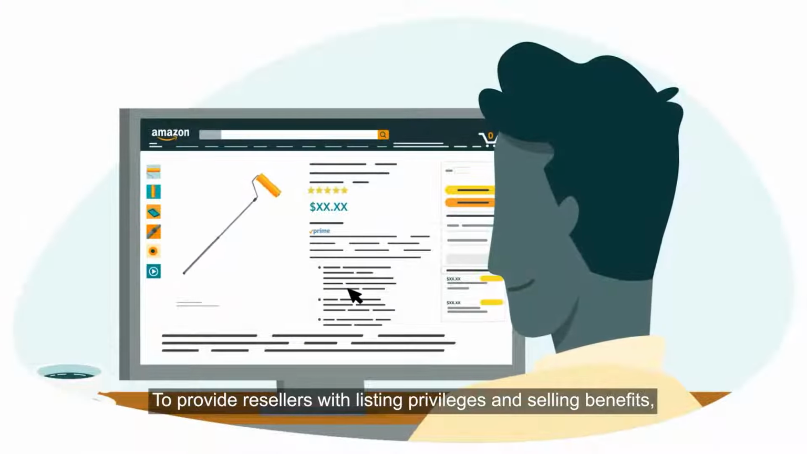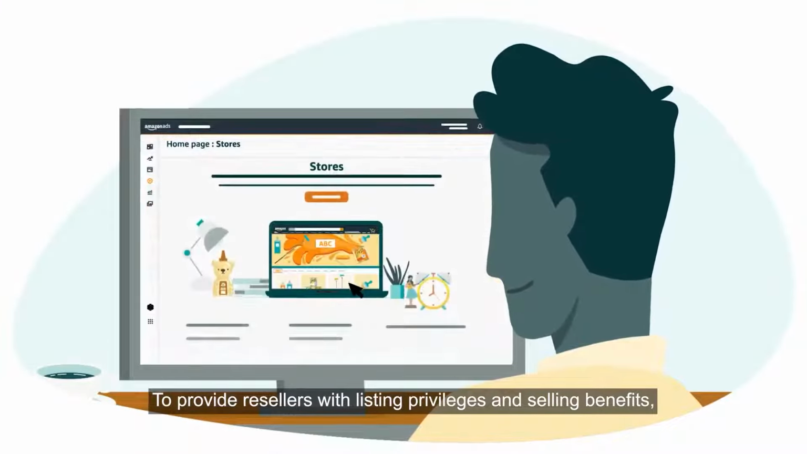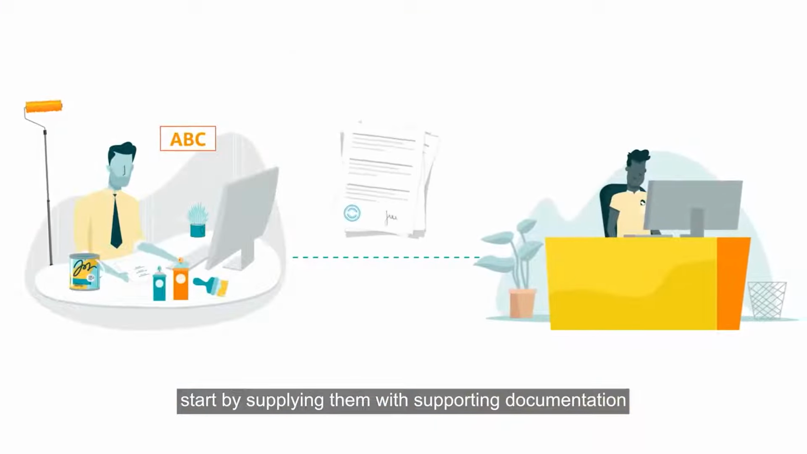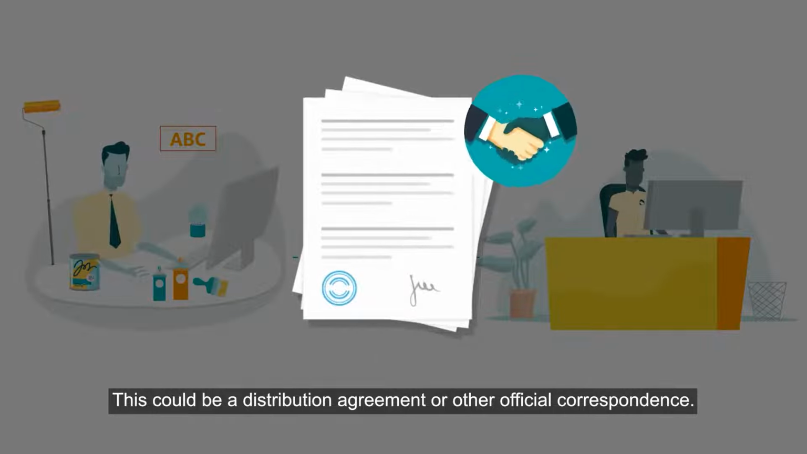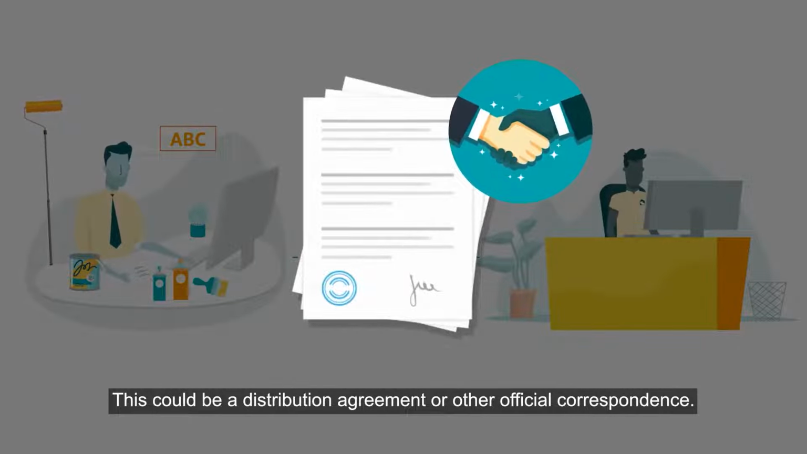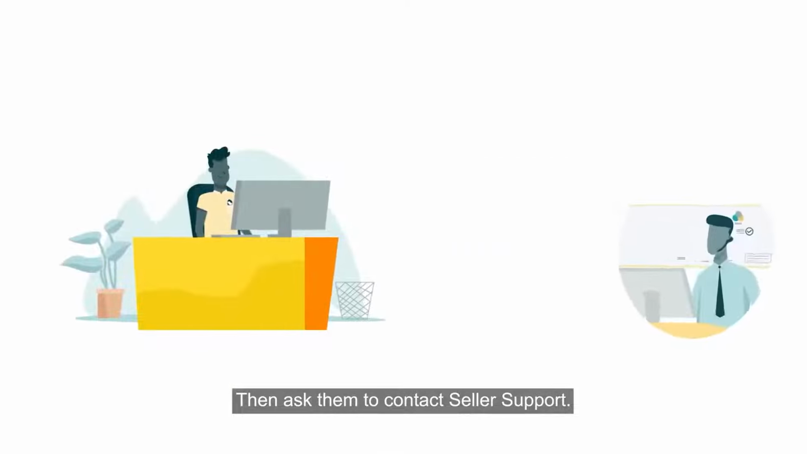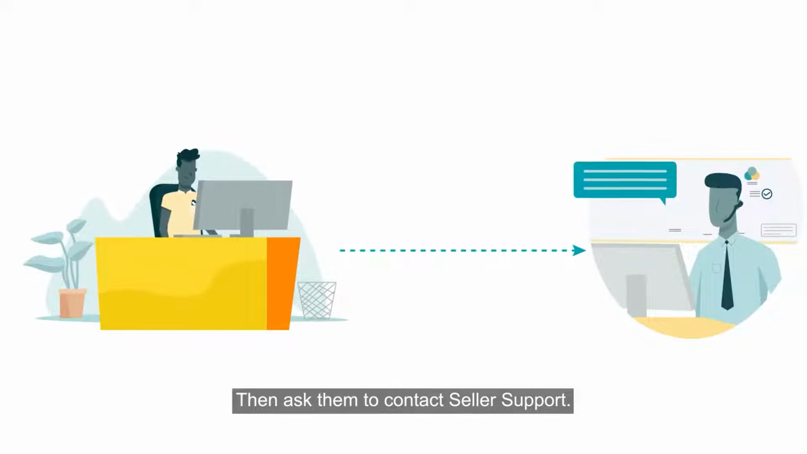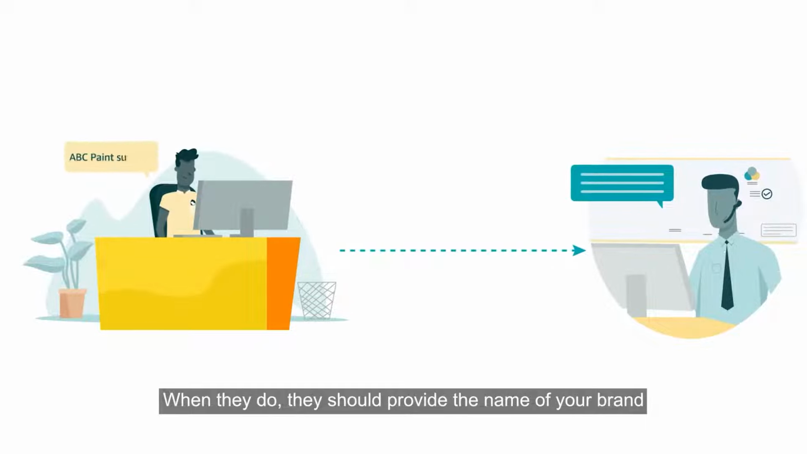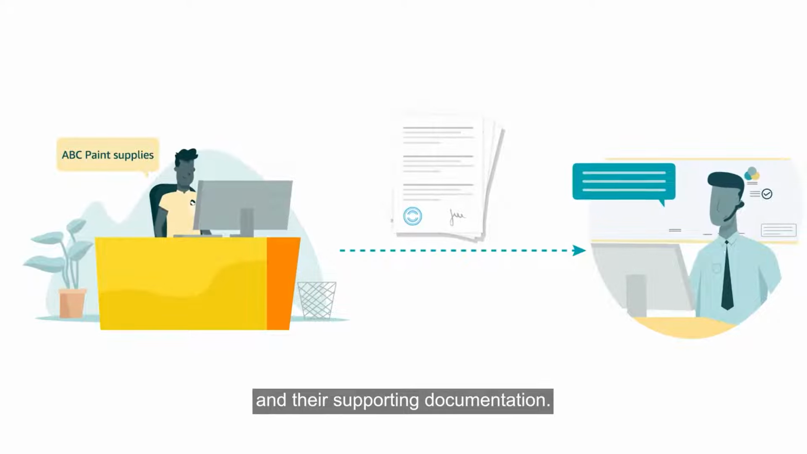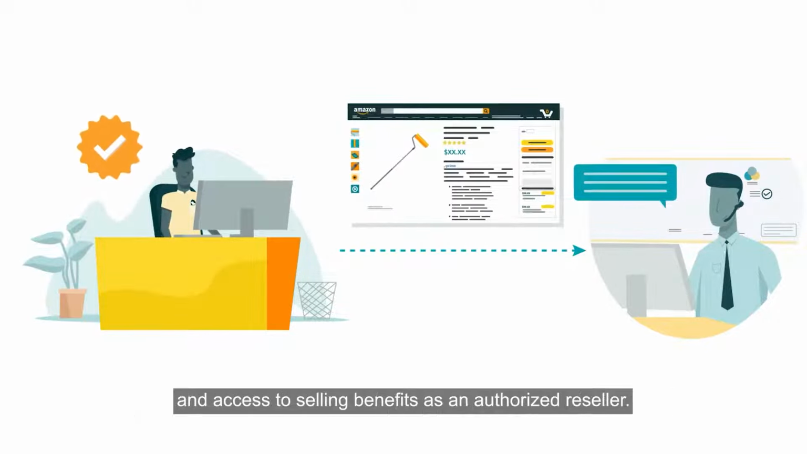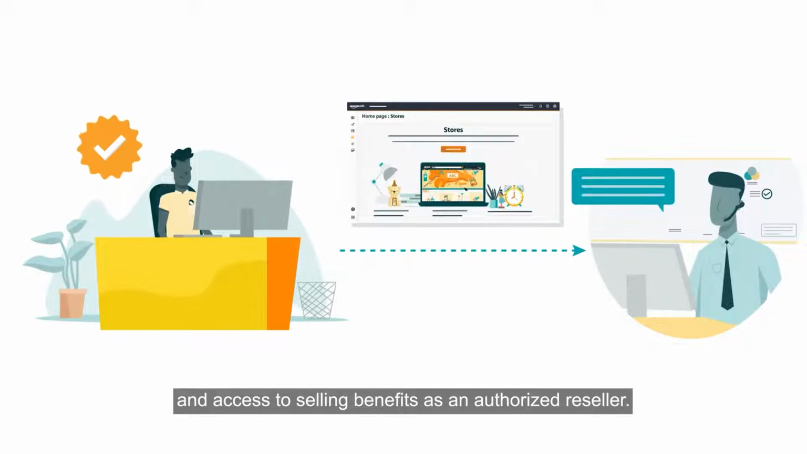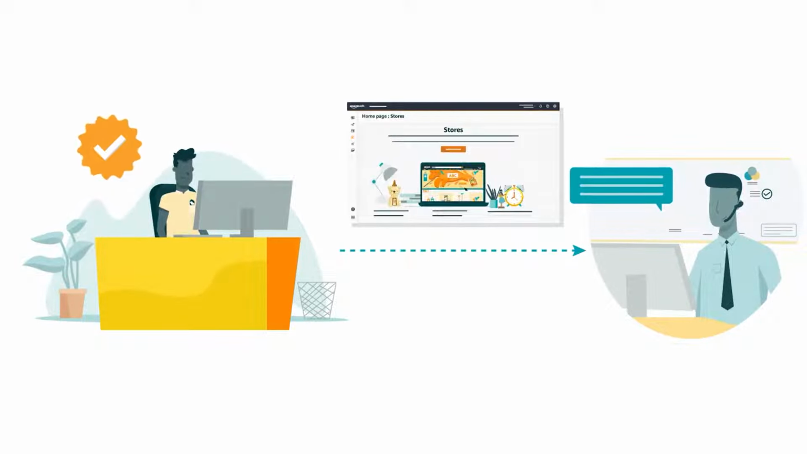To provide resellers with listing privileges and selling benefits, start by supplying them with supporting documentation that verifies their relationship with your brand. This could be a distribution agreement or other official correspondence. Then ask them to contact seller support. When they do, they should provide the name of your brand and their supporting documentation. They should also confirm that they're requesting listing privileges and access to selling benefits as an authorized reseller.